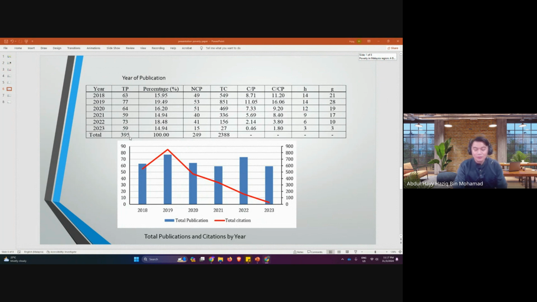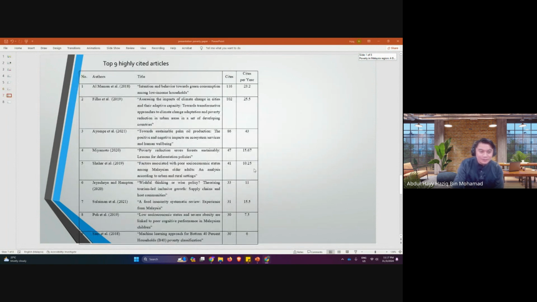In total we can see here 395 publications. In terms of total citation, the highest year that we can see is 2019, which gained 851 total citations, and overall for these 6 years is 2,388 total citations. And you can see here, in terms of the trend, it's quite fluctuating. It's okay. However, it's quite interesting to see.